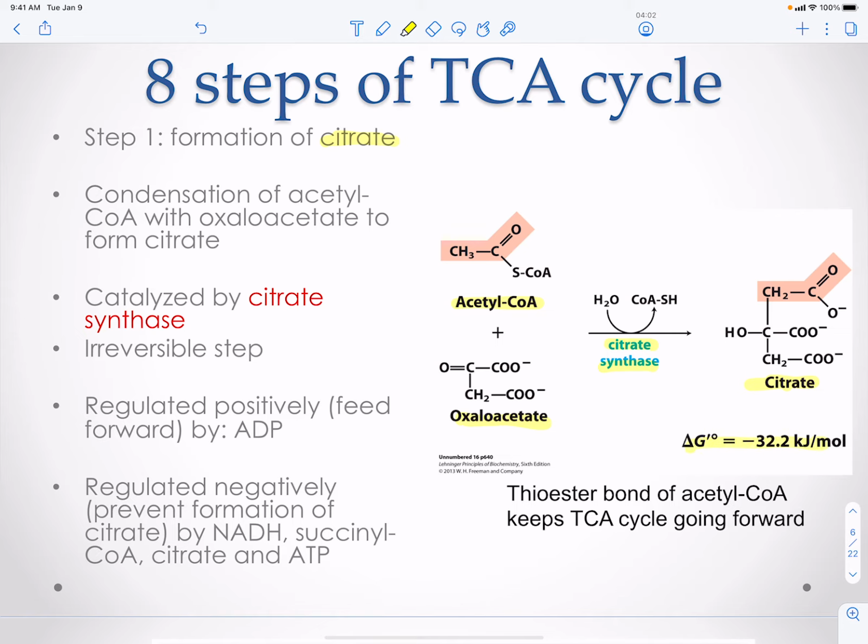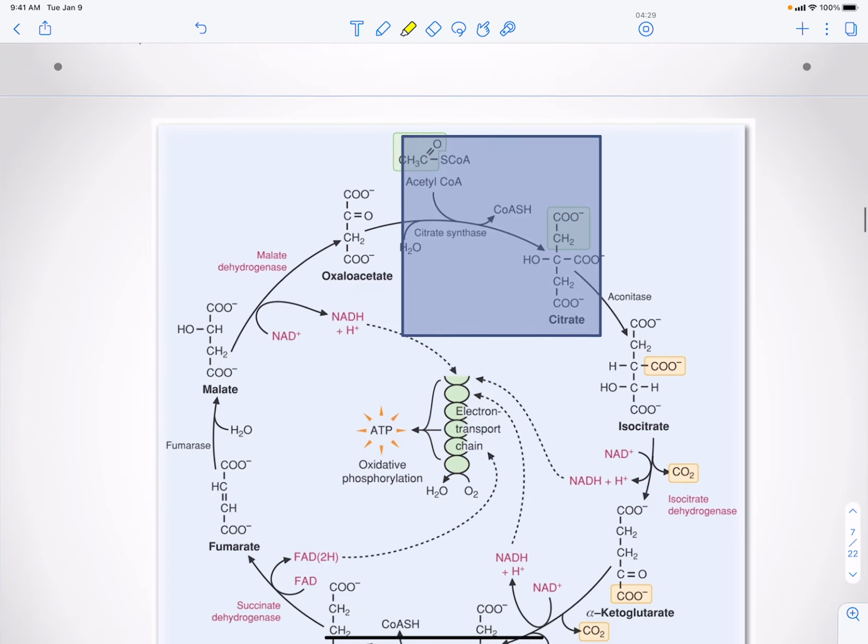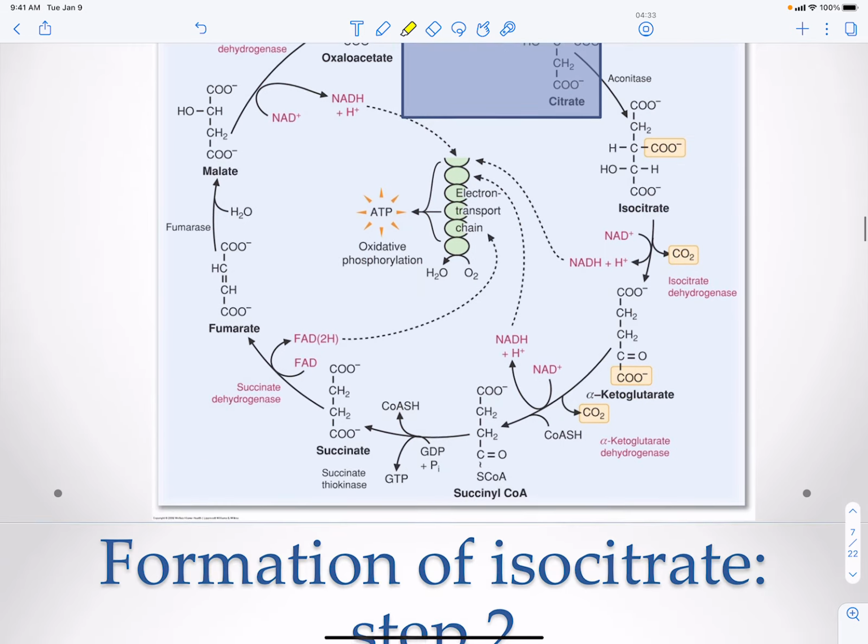This has a very negative delta G. And so this thioester bond of acetyl CoA is what's going to help push this and keep this moving forward. This is also an irreversible step. So once you make citrate, you can't go backwards. This is going to be feed-forward regulated by ADP, and is also going to be feedback regulated negatively by citrate. And so that's that first step that we just did.